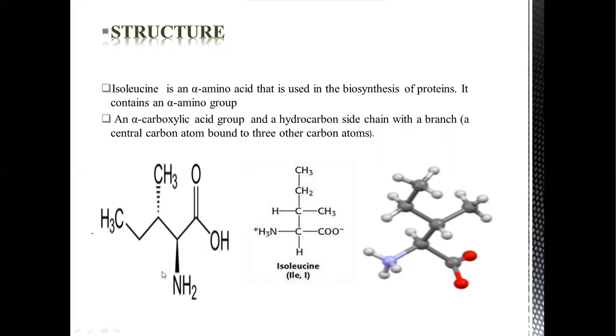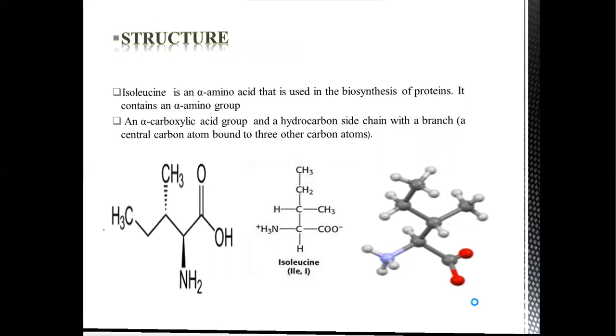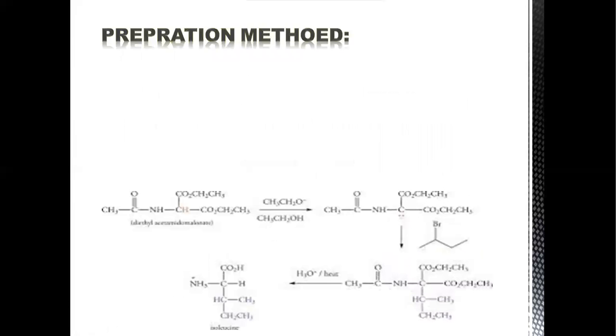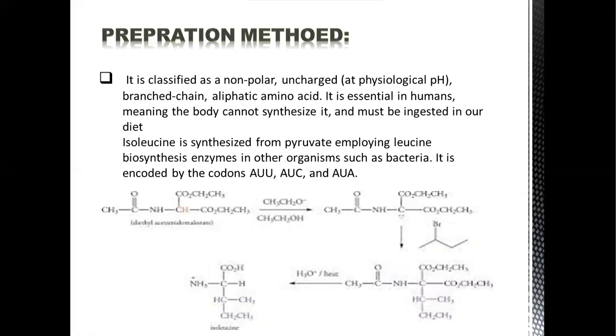This is a zigzag structure of the L-isoleucine, an alpha carboxylic acid group and a hydrocarbon side chain with a branched central carbon atom bound to three carbon atoms. This is also a three-dimensional model structure of isoleucine. The next is the preparation method, how we can prepare isoleucine.